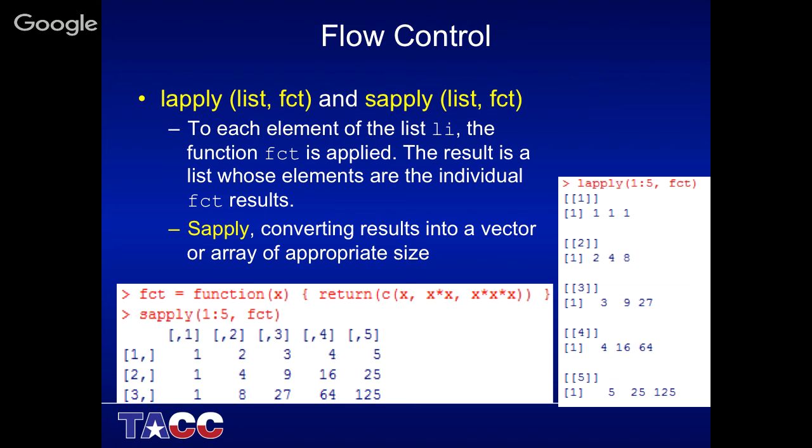So the lapply we're looking at is on the right. It gives you individual lists for each element of the original list that it was run on. If you want to bundle these into a vector, you would just use sapply. So it basically takes each of these results individually and bundles them into one data structure here. So with lapply and sapply, again you're applying one function to every element of a collection.